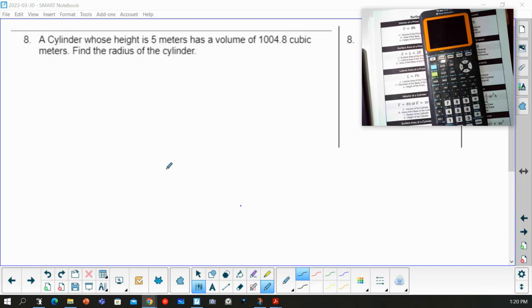All right, so I'm working on problem number 8 on this imposter test. Cylinder, and it gives me the height of the cylinder and the volume of the cylinder, but we need to find the radius. We've done a few like this. I just want to make sure that you know how to do it.